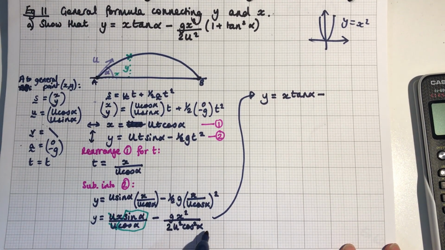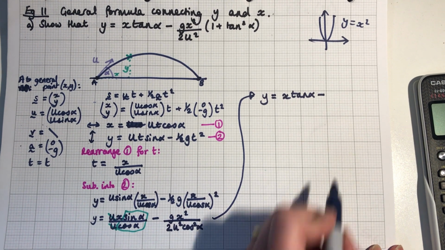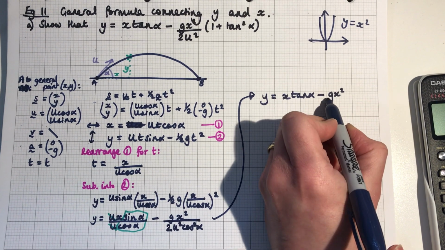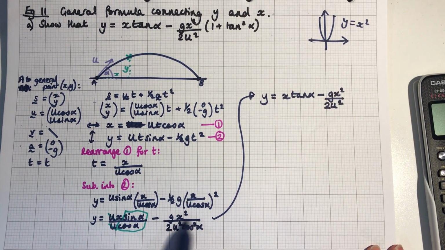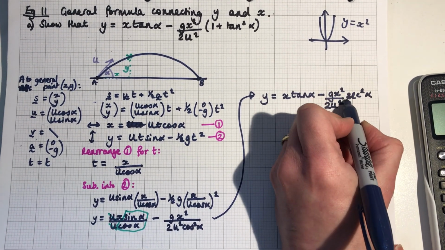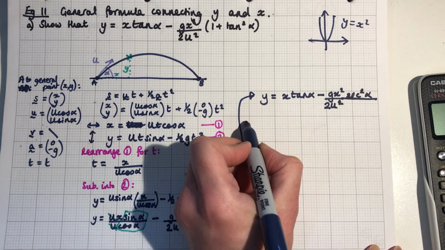And then is there anything we can tidy here? Well, not specifically, but what I am going to do is write this cos squared in the denominator as sec squared. So we have gx squared over 2u squared, so that's this bit and this bit, but the cos squared there becomes sec squared alpha, like that, in the numerator. Nearly there.